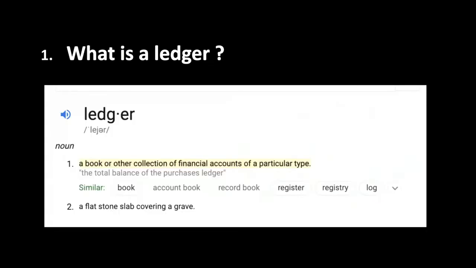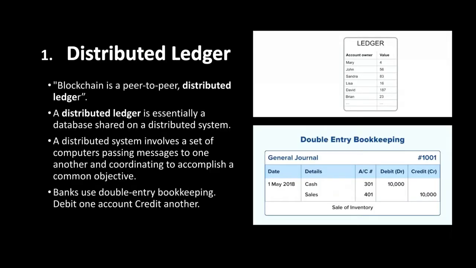So according to Google, a ledger is just a book or collection of financial accounts of a particular type. And in our definition, we said blockchain is a peer-to-peer distributed ledger. So essentially, a distributed ledger is a database shared on a distributed system. And a distributed system involves a set of computers that are passing messages to one another and coordinating to accomplish a common objective.